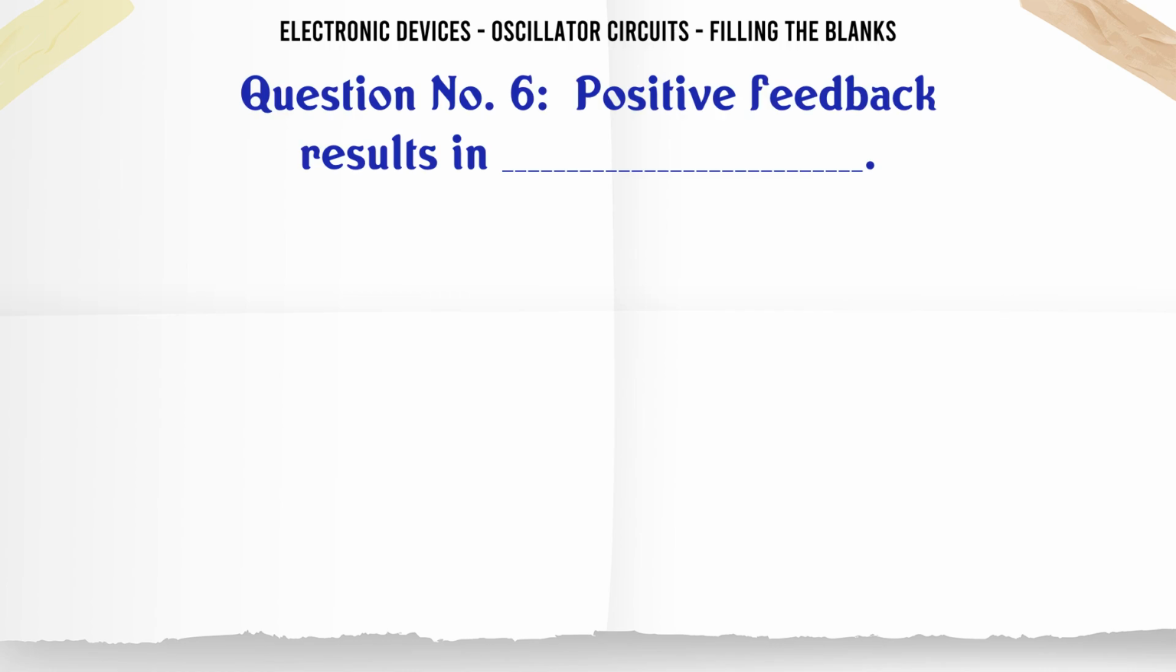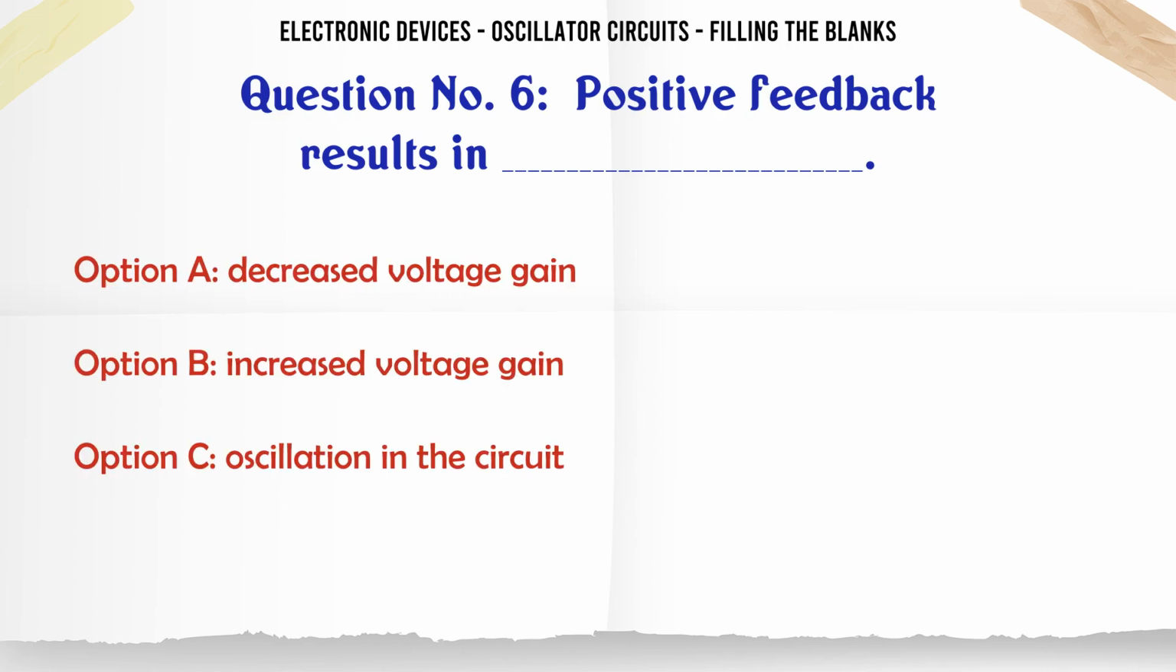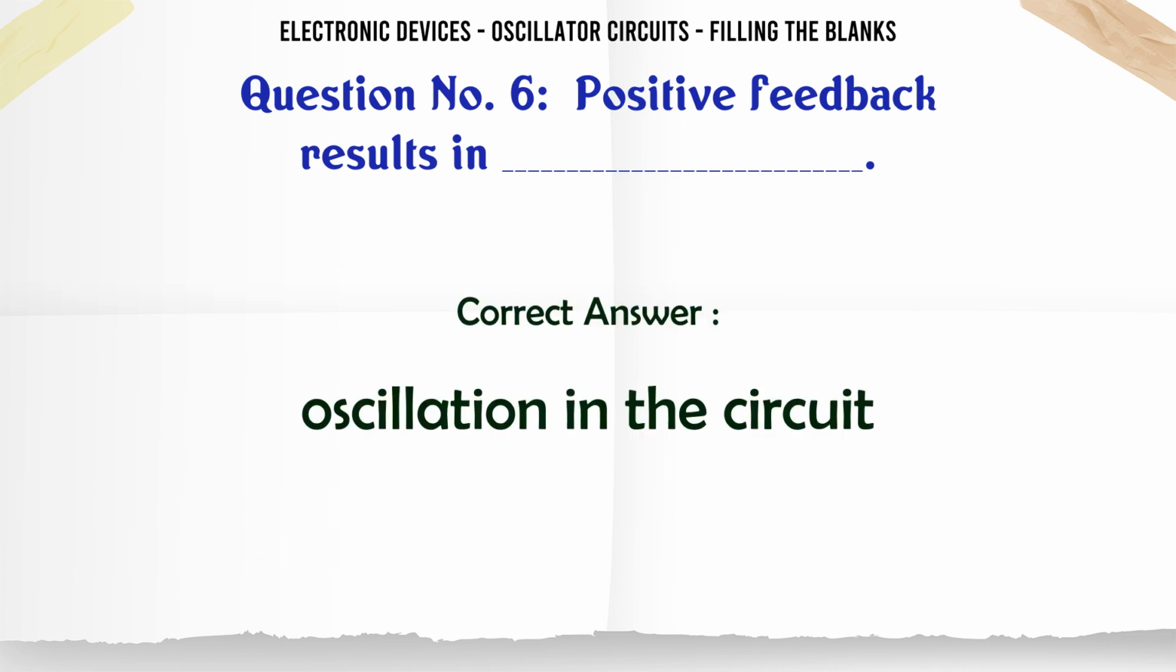Positive feedback results in A. Decreased voltage gain. B. Increased voltage gain. C. Oscillation in the circuit. D. None of the above. The correct answer is oscillation in the circuit.